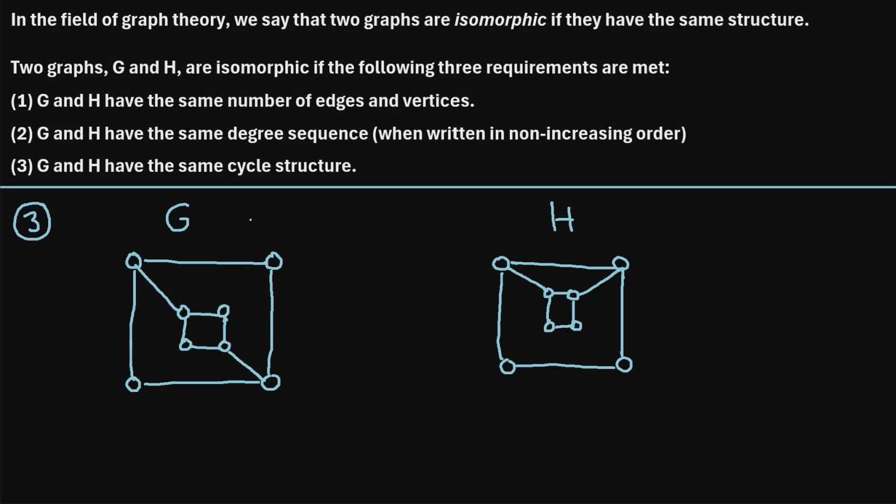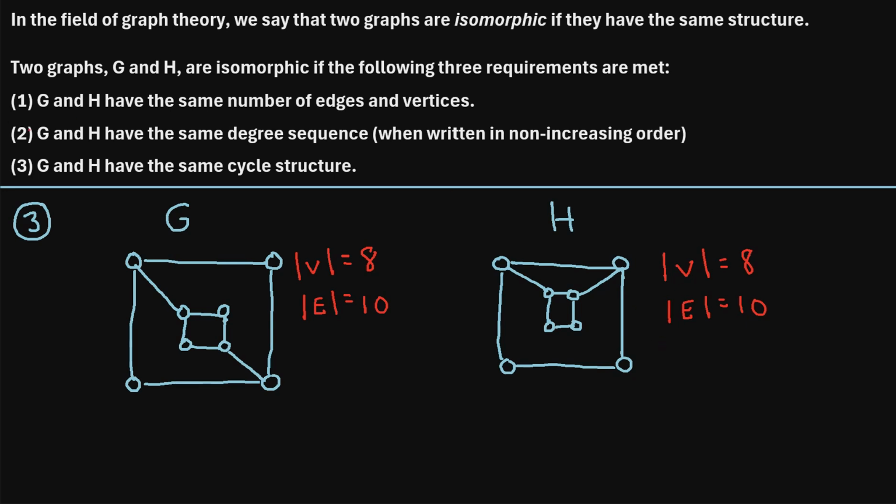All right, let's check out example number 3 now. Are these 2 graphs, G and H, isomorphic? So first let's check, do they have the same number of edges and vertices? So in graph G, we can count 1, 2, 3, 4, 5, 6, 7, 8 total vertices, and we can count 1 through 10 total edges. Now for graph H, we can see there are 1 through 8 total vertices, and 1 through 10 total edges. So these 2 graphs have the same number of edges and vertices.